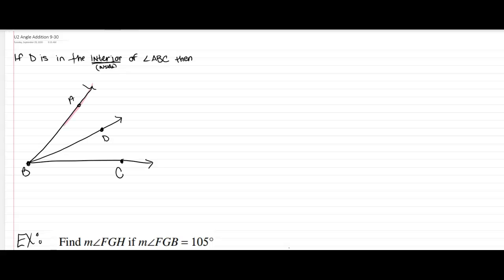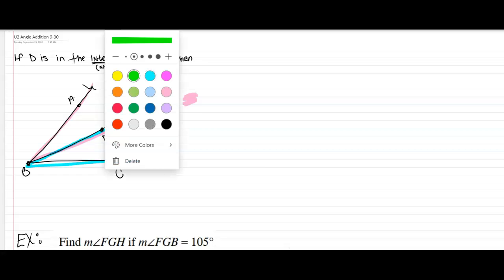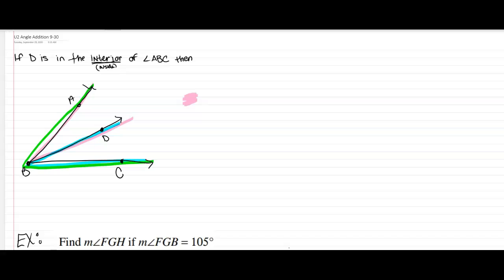Remember, interior means inside. Then I'm just going to draw a ray through that point. So if this is the case, then we can say that angle ABD plus angle DBC is equal to the larger angle ABC. Okay, so that's how we can write it using the names of the angles.